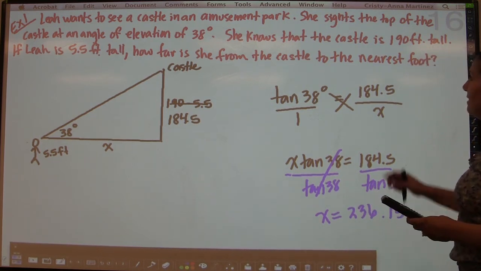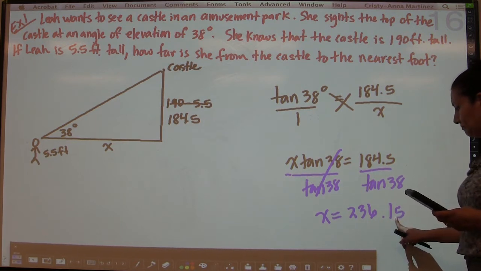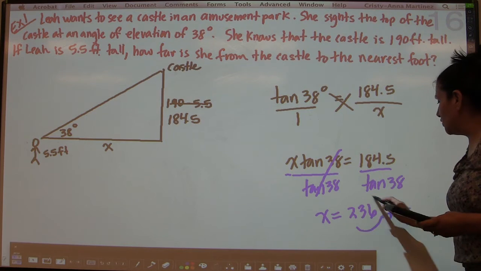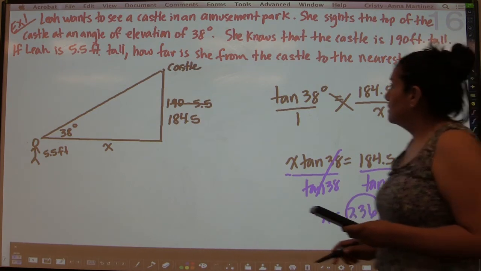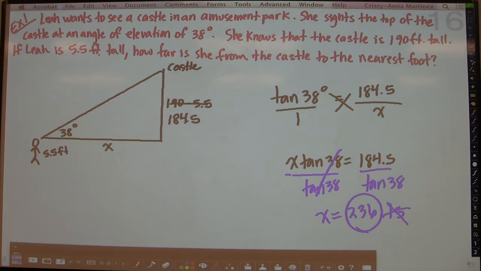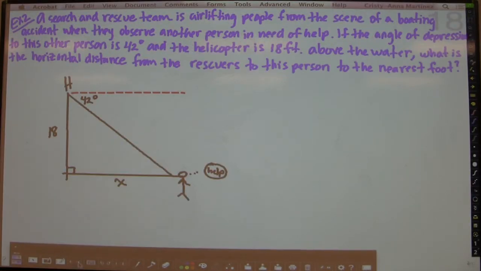236.15. But again, this said to round it to the nearest foot. So because it's 0.1, I'm going to round to the nearest foot, which is basically 236 feet. So Leah is 236 feet from the castle. Alrighty then, so now you can try this do-it-yourself question, and then we'll go on to our next example.